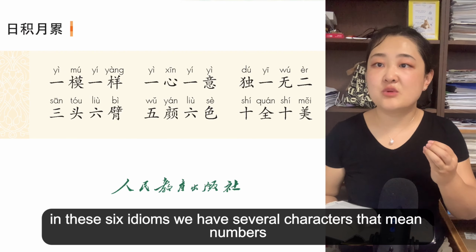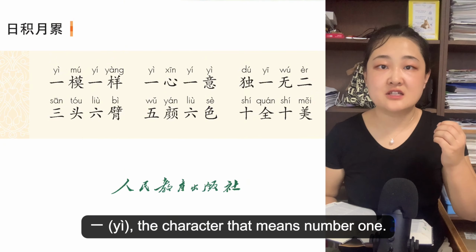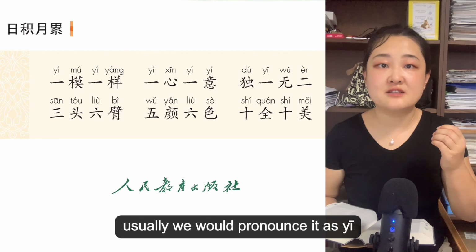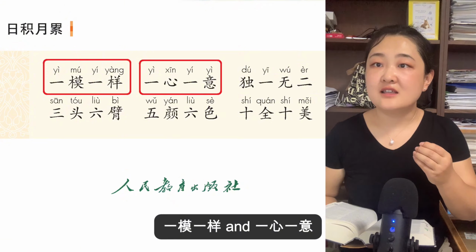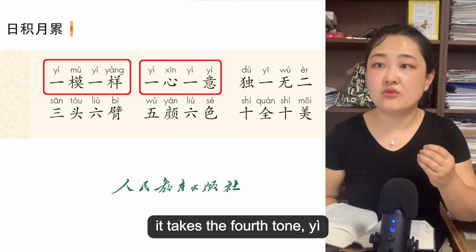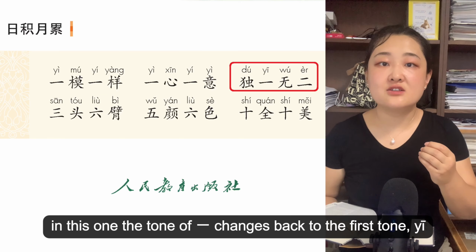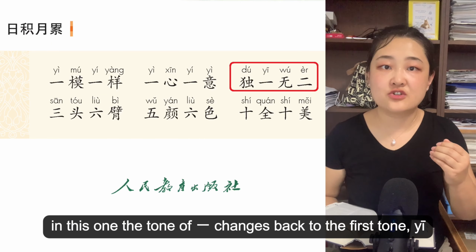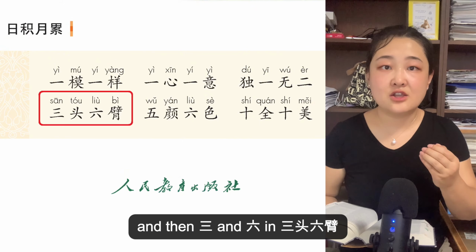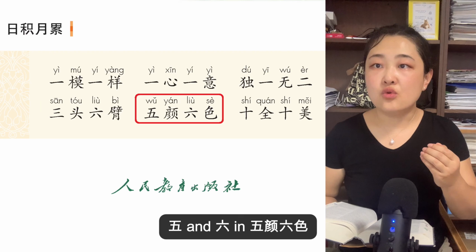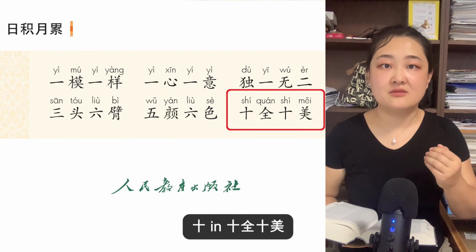In these six idioms, we have several characters that mean numbers. 一, the character that means number one, usually we would pronounce it as yī, but then in these two idioms, 一模一样 and 一心一意, it takes the first tone yī and the second tone yí. And then 独一无二, in this one, the tone of 一 changes back to the first tone, yī, and then 二. And then 三 and 六 in 三头六臂, 五 and 六 in 五颜六色, 十 in 十全十美.